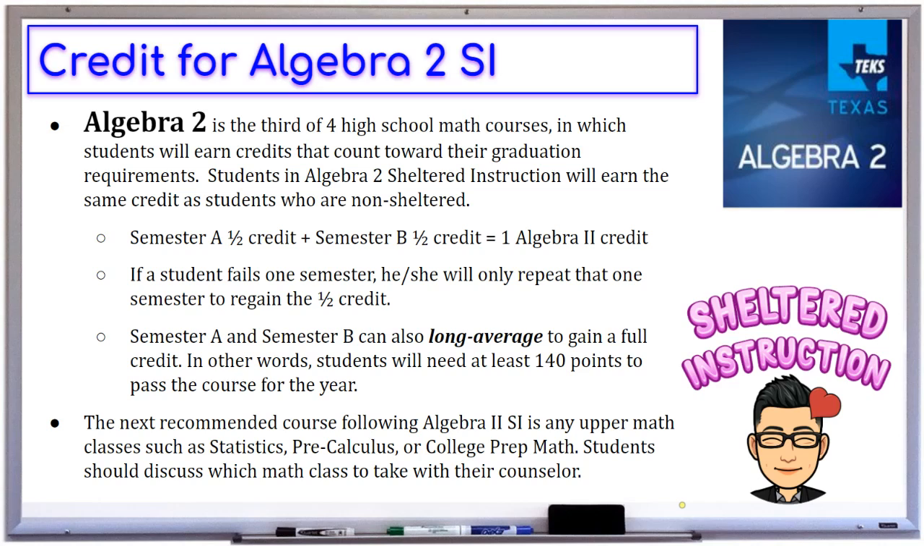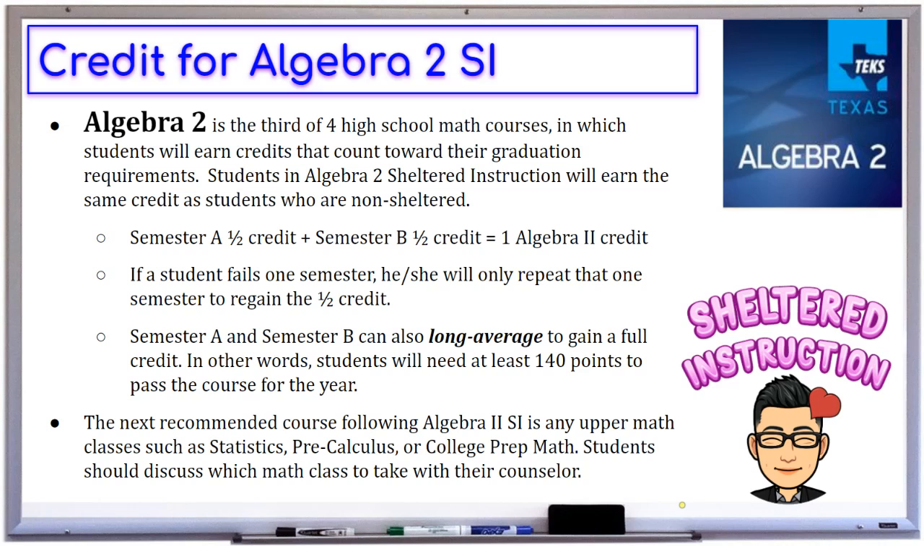Algebra 2 is the third of 4 high school math courses, in which students will earn credits that count toward their graduation requirements. Students in Algebra 2 sheltered instruction will earn the same credit as students who are non-sheltered. Semester A 1/2 credit plus Semester B 1/2 credit equals 1 Algebra II credit. If a student fails one semester, he or she will only need to repeat that one semester to regain a 1/2 credit. Semester A and Semester B can also be averaged to gain a full credit. In other words, students will need at least 140 points to pass the course for the year.